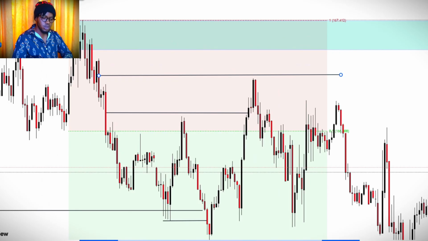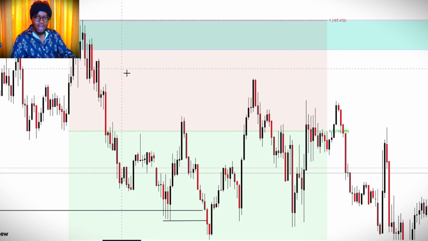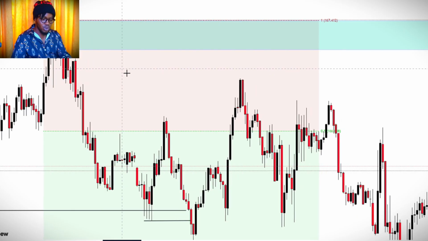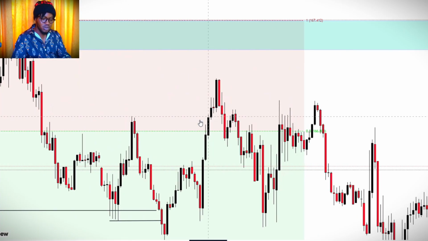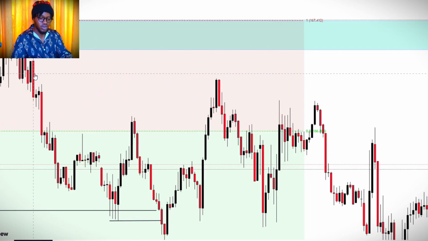All right, so let me take it out. I love my chart very clean. All right, so these are the fair value gaps we have here clearly. So price did not tap into this fair value gap completely. It's just the 50% of it. All right, but there's another fair value gap here.